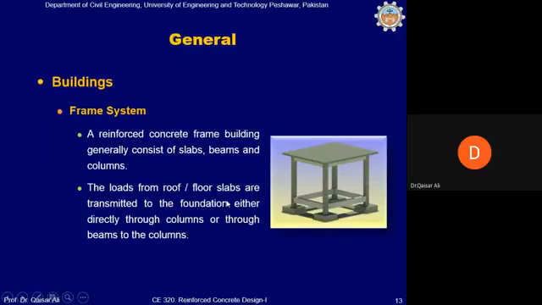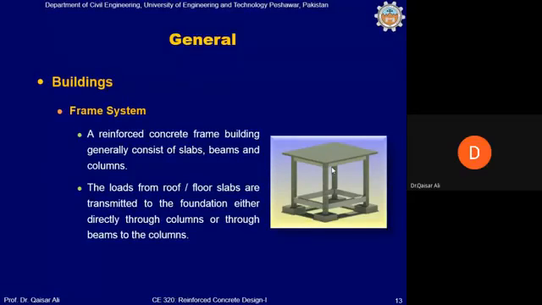The loads from the roof or floor slab: you should pay attention to this. It will be the roof or floor slabs which will be occupied by the occupants. The beams and columns cannot be occupied. They will carry the load of the slab, and they will help transfer this load to the foundation. So the loads from the roof or the floor slabs are transmitted to the foundation, either directly through columns or through beams to the columns. Sometimes it is possible that there are no beams and the slab is directly resting on columns, but columns will always be there, because columns will transfer this load.